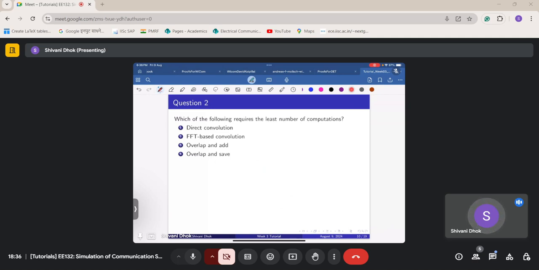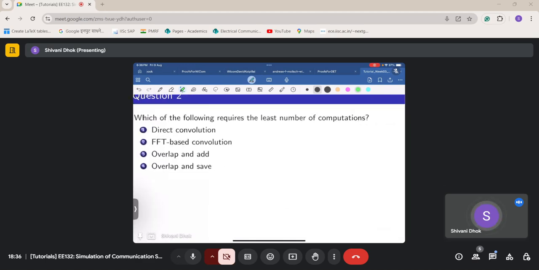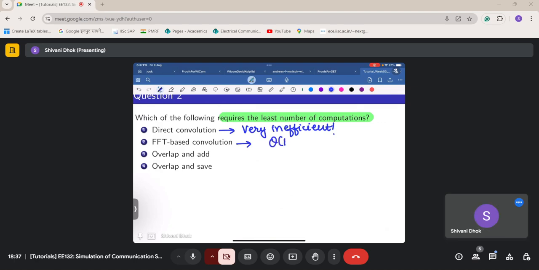Okay, so the next question is, which of the following requires the least number of operations or computations? The direct method requires a lot of operations, so obviously this is very inefficient. The FFT based method requires order of N log N operations, and this is less than direct.